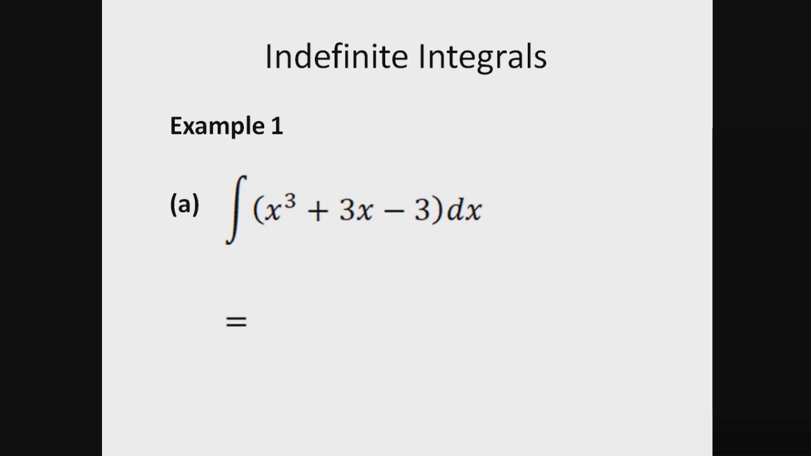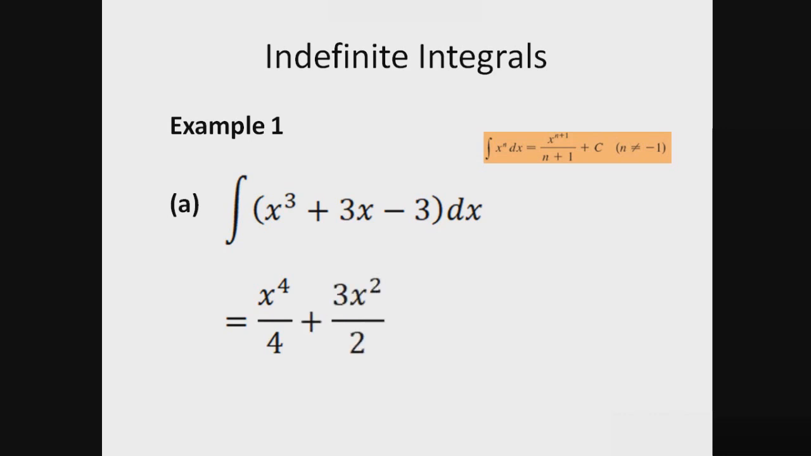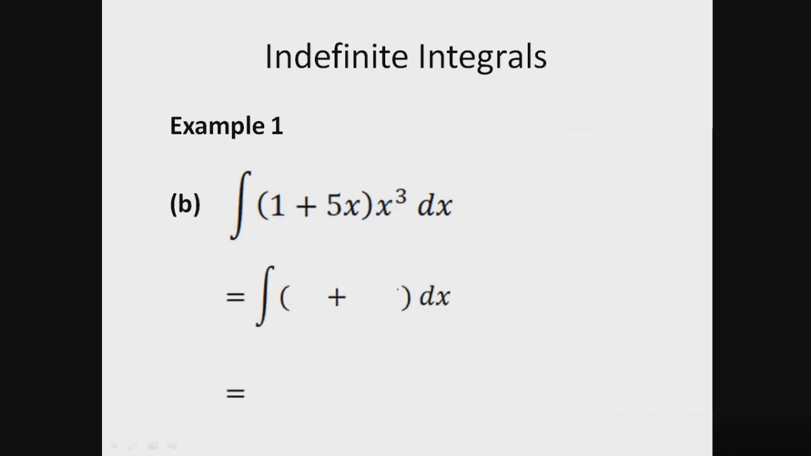So let's do this one by one. The integral of x cubed, we will get x to the power of 3 plus 1 over 3 plus 1. So we will get x to the power of 4 over 4. And then the second integral we get 3x squared over 2. And then the integral of negative 3 dx will get negative 3x. And then lastly, don't forget to plus c.